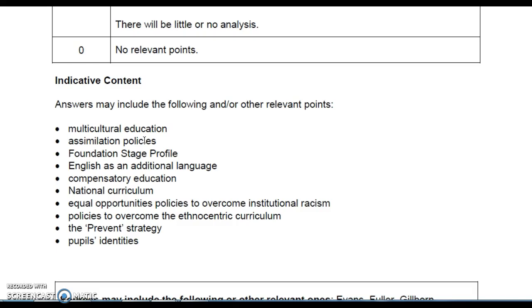An example of an assimilation policy was this English as an additional language programme, and that is further along in the mark scheme there. And you could argue to what extent they are raising the achievement of ethnic minority groups. You can get your analysis by comparing black and Asian students. You could argue that black students already speak English, so to what extent does that policy have an impact?